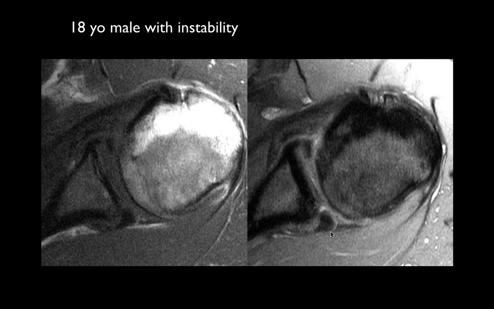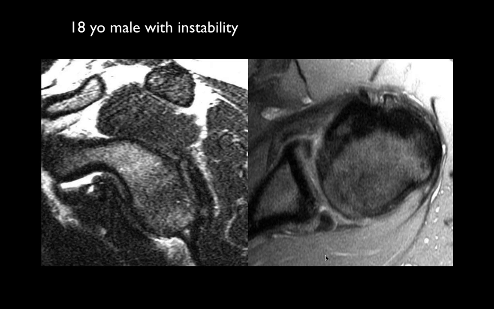Good. And there's also probably a little injury to the subchondral bone here as well. And it's hard to see, but there's probably some thinning of the articular cartilage there as well. So what are we dealing with? This must be an athlete with trauma, and this is basically a Bennett lesion or posterior labral injury.